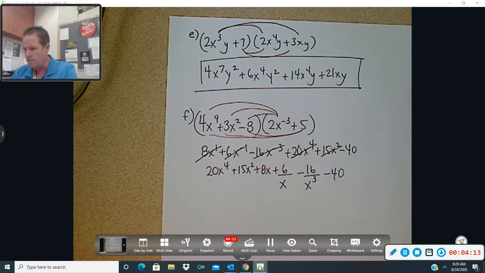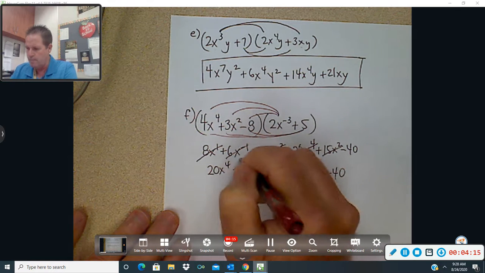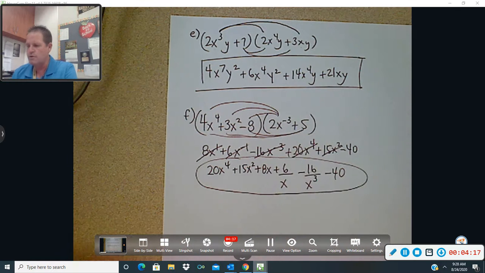And there you go. We've got this answer in standard form. So again, the key here is to distribute carefully and make sure that you are very, very careful with your exponents along the way. Okay, now go ahead and turn the page in the notes.